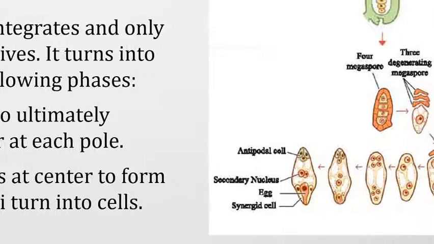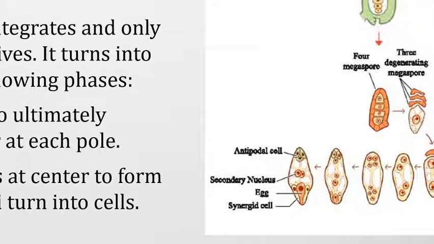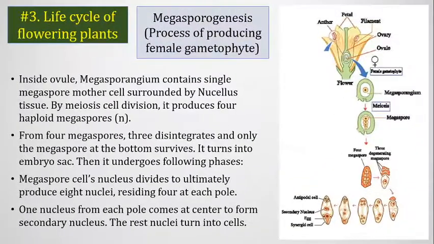So what we see now, inside the embryo sac there are 3 antipodal cells, and at the center there is a secondary nucleus, and near the micropyle the cell at the middle is called the egg or ovum, and it is assisted by 2 synergid cells. So we can understand the process of megasporogenesis and microsporogenesis by observing a video now. So let's see the video.